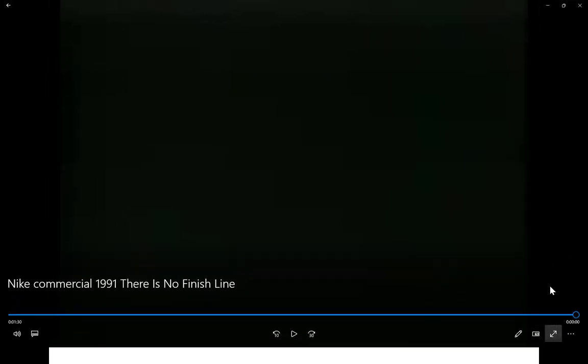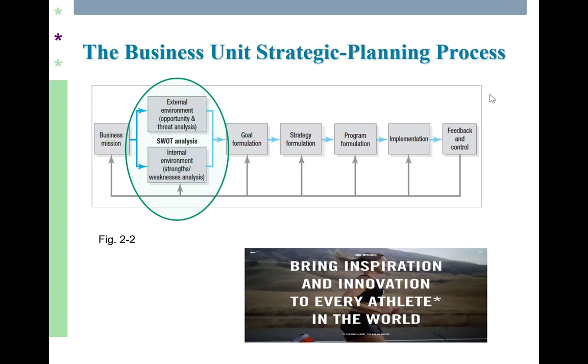Besides the Just Do It slogan, which is basically their mantra, their focus on that was there is no finish line.